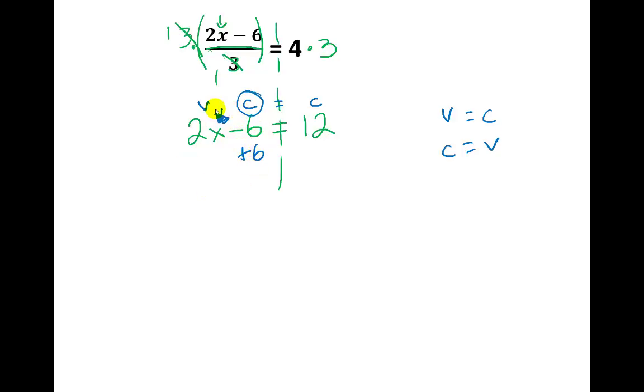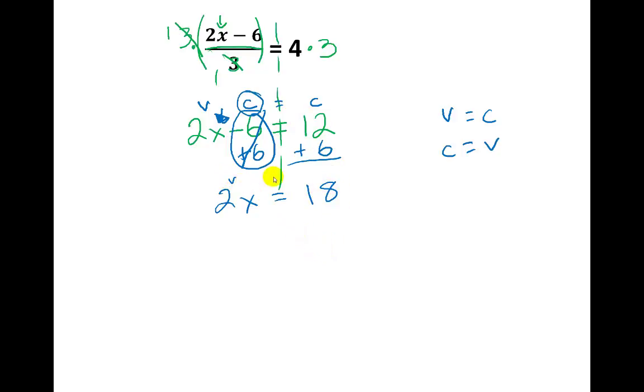If I add 6 to the left side, I have to do the same thing on the right side. 6, take away 6, it's gone. So on the left side, I'm left with 2x. That's equal to, we have 12 plus 6 more, that is 18.